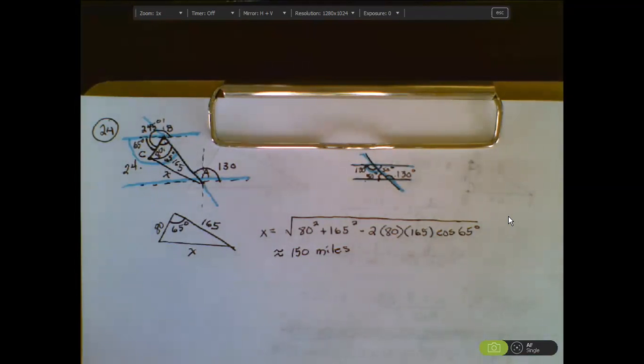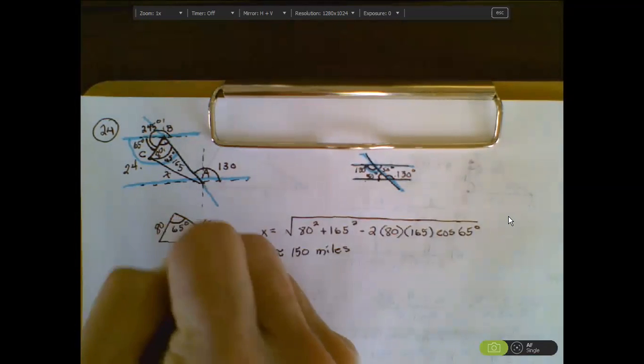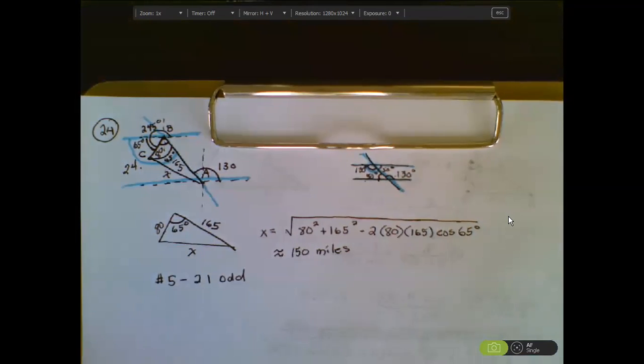For the homework, I have changed that to just 5 to 21 odd. I'm not sure what it says on your paper, but this is all I want you to do. So that's only 2 word problems, 19 and 21.